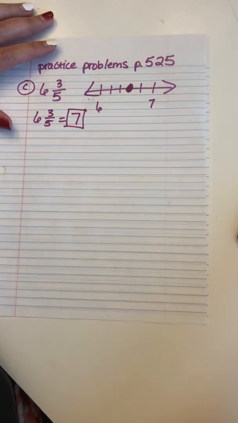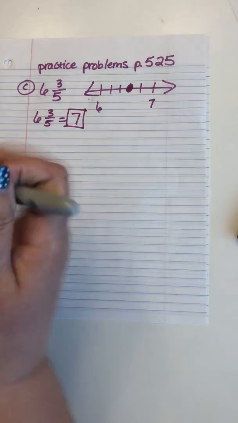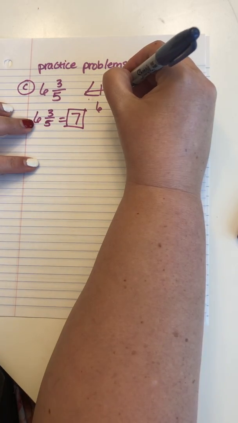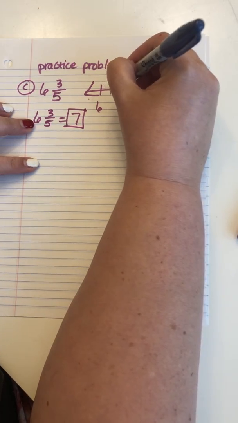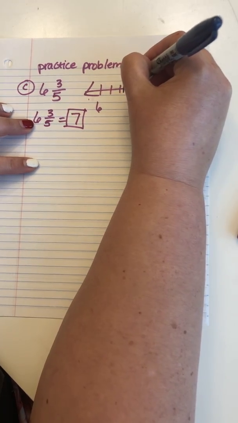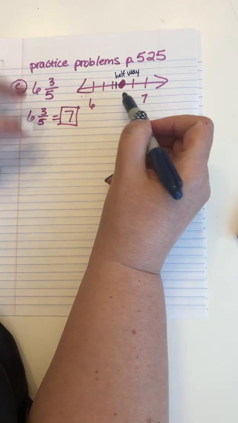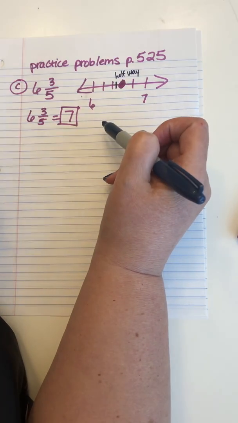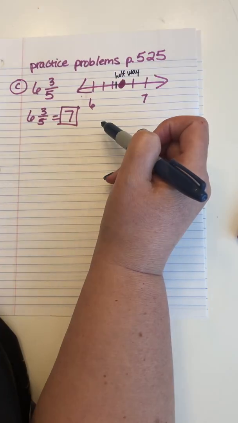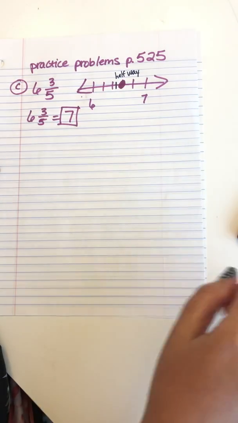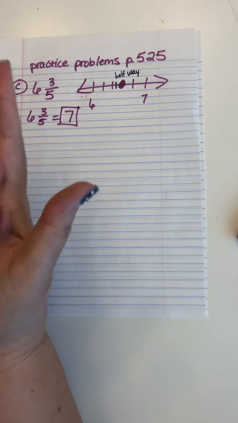Halfway, let me put halfway in a different color. Halfway would be about right there-ish. That's about halfway. I'll write that. Okay, so you can see that's about halfway. So it's not much past halfway, but it is past halfway. So it rounds up.